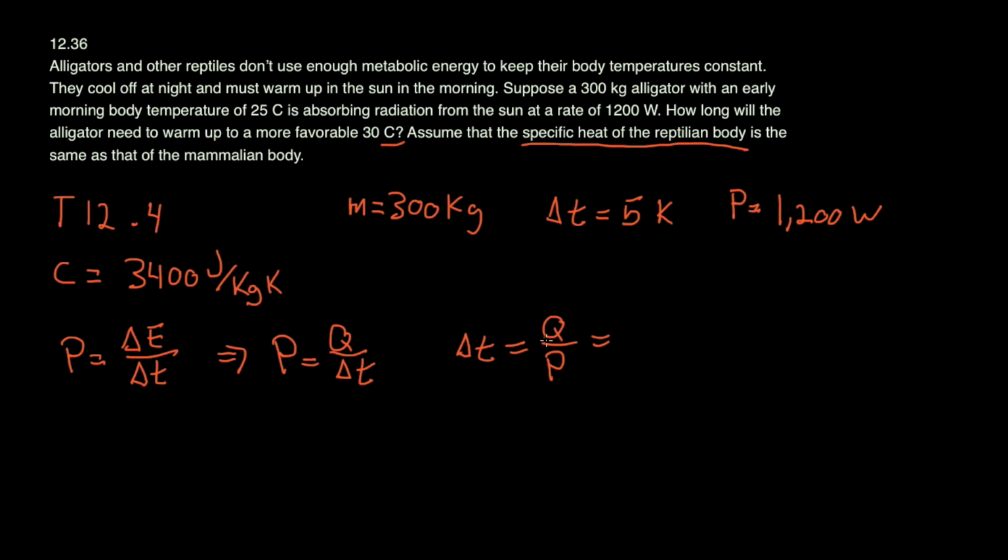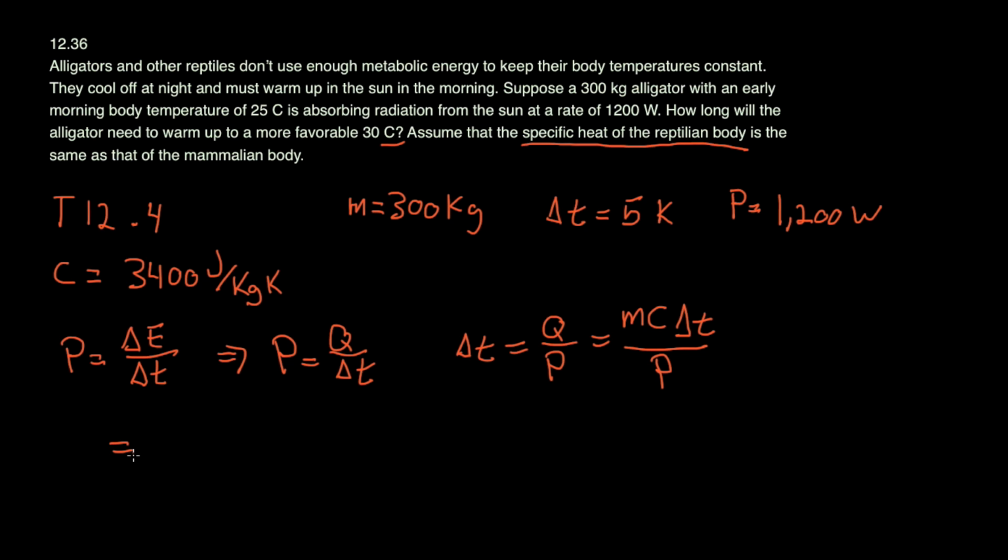And in this chapter, we learned that the heat can be written as equal to the mass times the specific heat times the change in temperature. And this is still going to be over P. And so we know all these things now, right? We know the mass of the alligator, 300 kilograms. We know the specific heat of the alligator, which is 3,400 joules per kilogram Kelvin. And we know the change in temperature, which is 5 K. And we know the power from the sun, which is 1,200 watts. And so all I have to do now is just fill in.